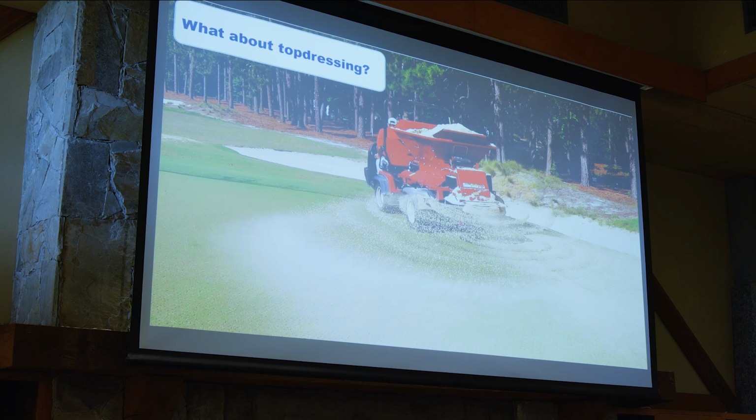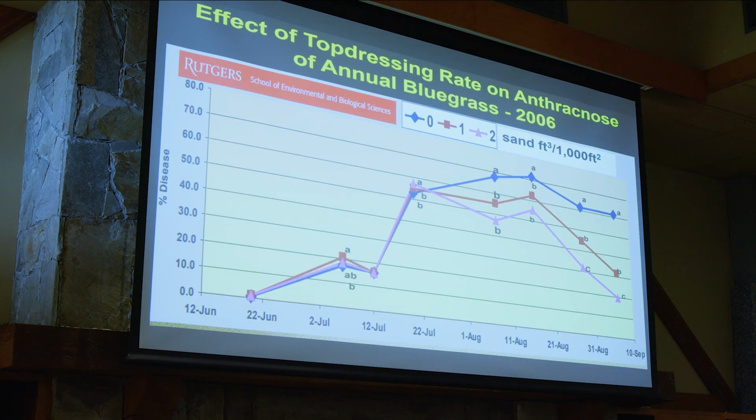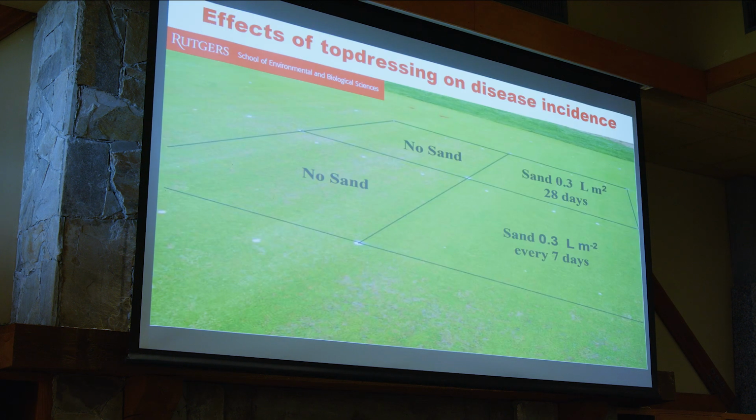Again, another cultural practice that we're going to mention for reducing anthracnose is regular light top dressing. If you want to know how to control anthracnose without chemicals, have a look at the Rutgers site because they've done a huge amount of work there. So regular light sand top dressing is reducing anthracnose. So height of cut, rolling, regular light top dressing is going to reduce disease levels.